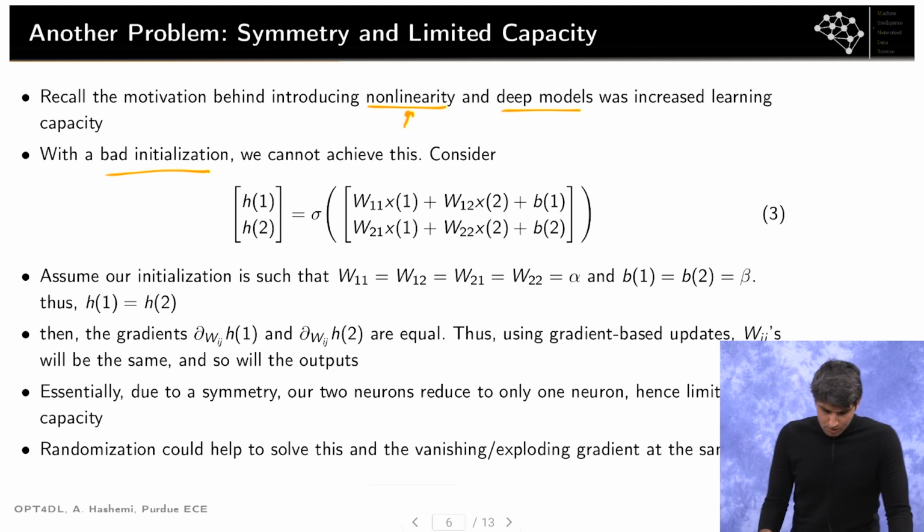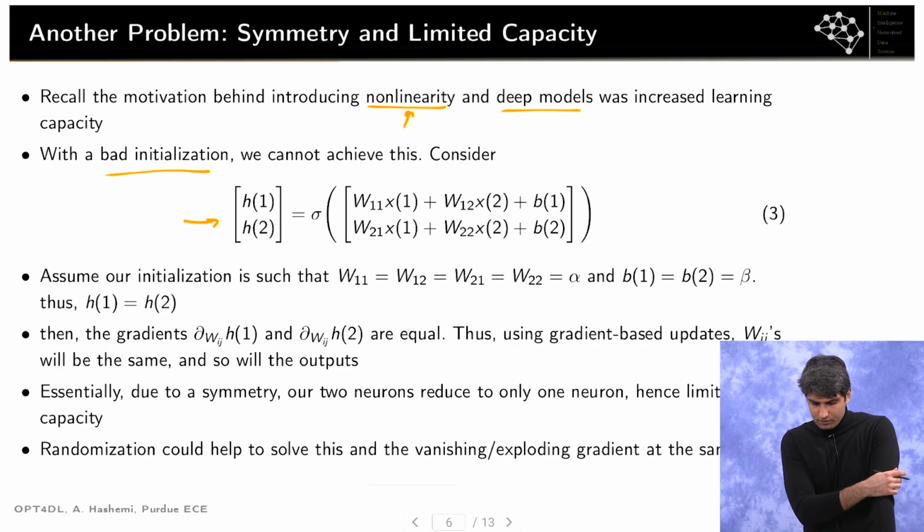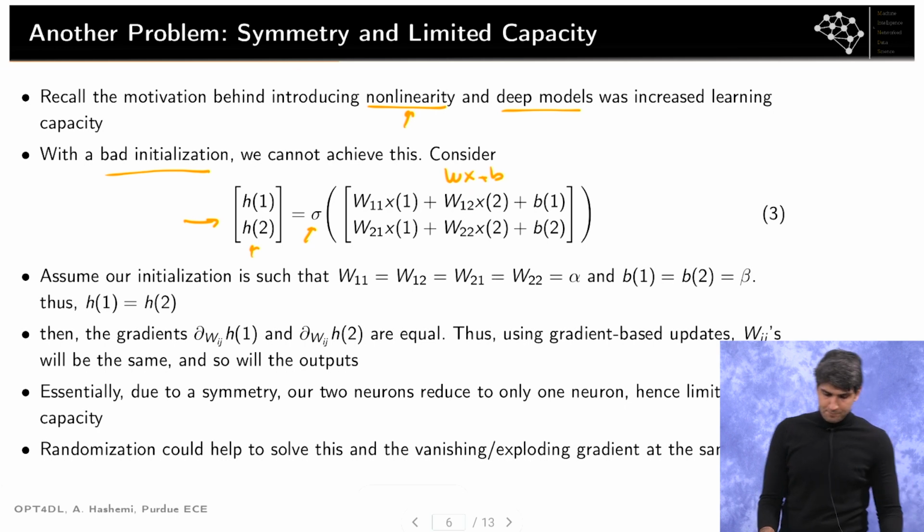So let me try to demonstrate with a simple example. Imagine that I have again a multi-layer perceptron. Here I'm just focusing on one layer, so layer 1. This is basically the output of layer 1, the activations. I assume that I have 2 neurons only. I have some nonlinear activation, let's say ReLU, and then this is basically the product of the weight matrix and the input, plus the bias.